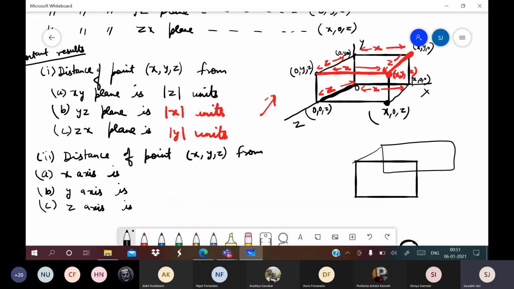See, same diagram I will be drawing again. This time I won't be explaining anything, just writing the coordinates directly. This point is P(x, y, z). I want its distance from the respective axis. So this is x. This is along y. This is along z. Suppose this point is S. Can anyone tell me the name of the point? This point is S. Wait a minute.